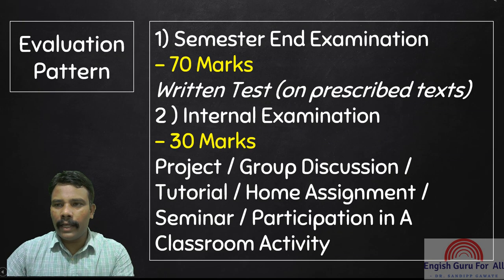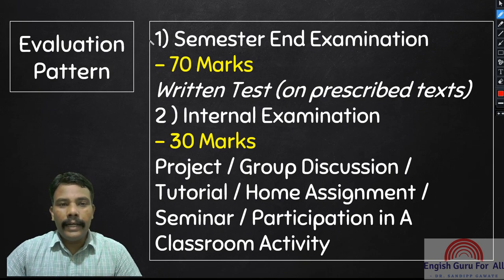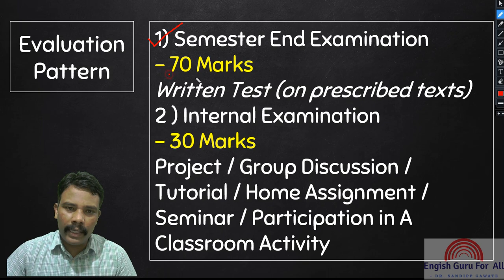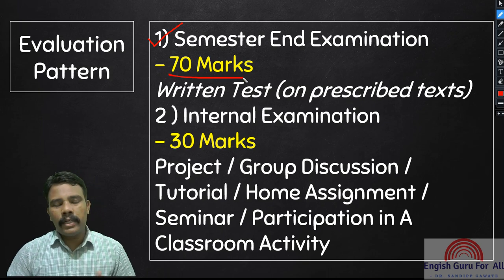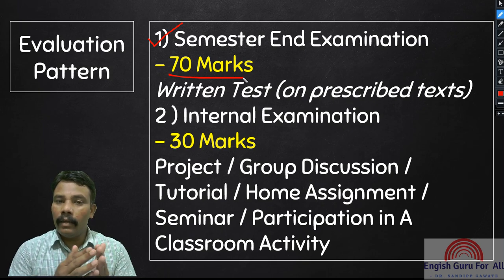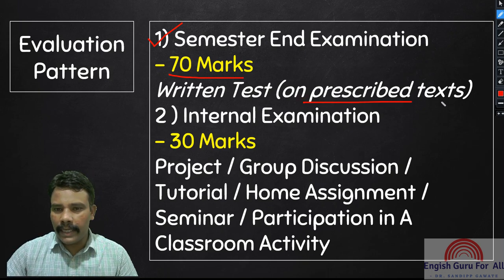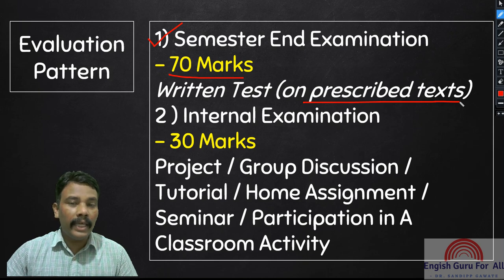So we are talking about the evaluation pattern. Do not get confused over here. Now the semester end examination will be of 70 marks. It means the university will conduct a written test of 70 marks. The question paper will be of 70 marks, and whatever syllabus I told you will be considered while conducting this examination, which is called the semester end examination.